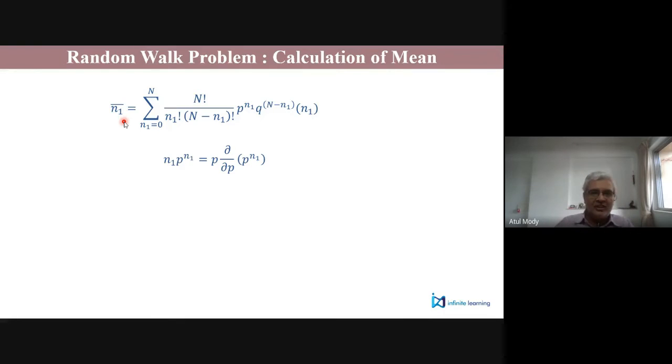Now we want to evaluate this summation, the average number of steps in forward direction. So I am giving you one formula. It says if I have n1 times p raised to n1, I can write this as p times the derivative of p raised to n1 with respect to p. If you take this derivative, you will get n1 times p raised to n1 minus 1, and you multiply by one more p. So it will become n1 times p raised to n1. So wherever I have n1 and p raised to n1, we can write it as p times the derivative of p raised to n1.